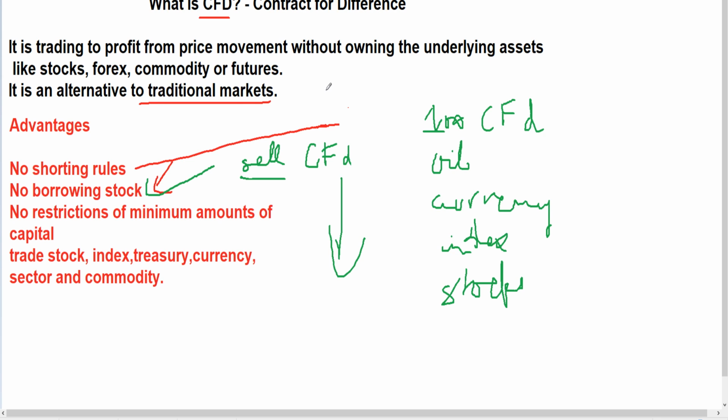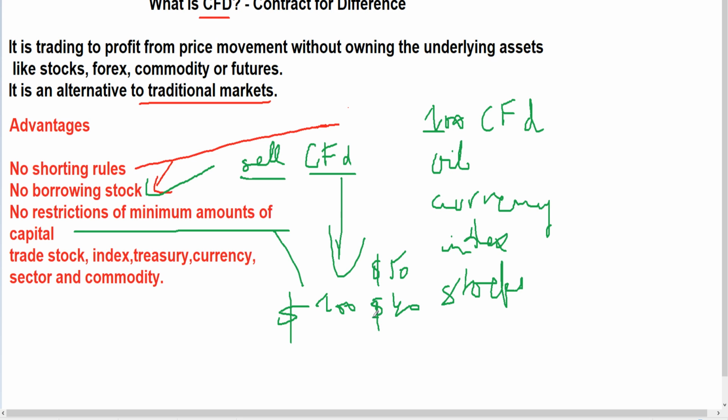Now, the other thing, no restrictions of minimum amounts of capital. It means if you want to open an account and you have $100, they let you open an account and trade the CFDs that are so cheap. Let's say a CFD is only $50 or $40 or whatever. So they can let you trade whatever you want. That's why people who have little money can go here.